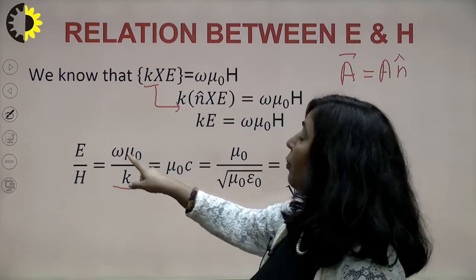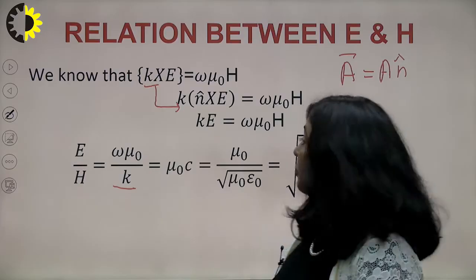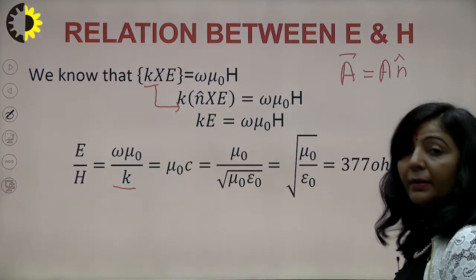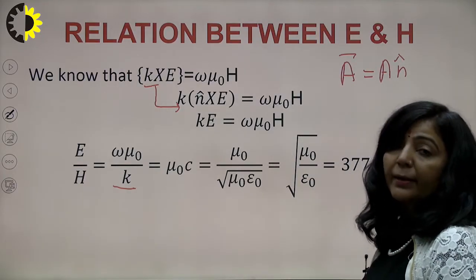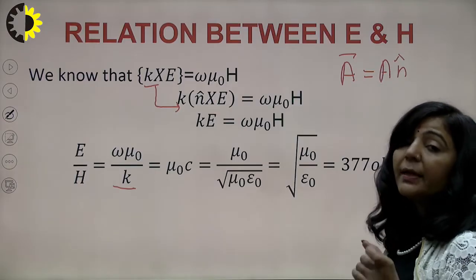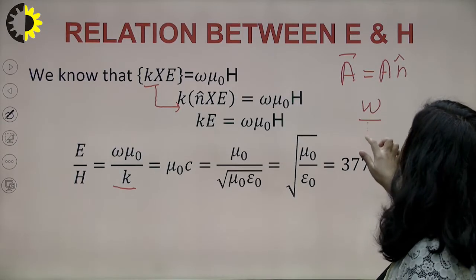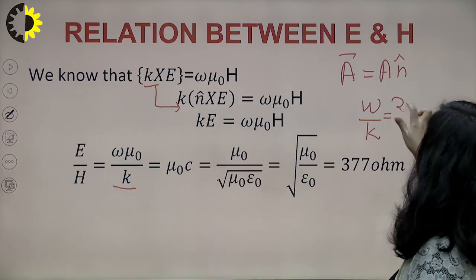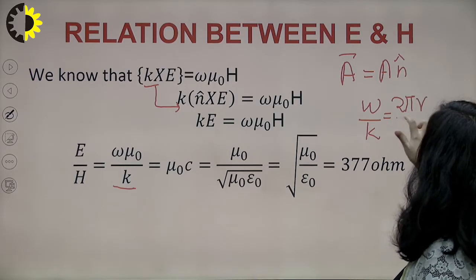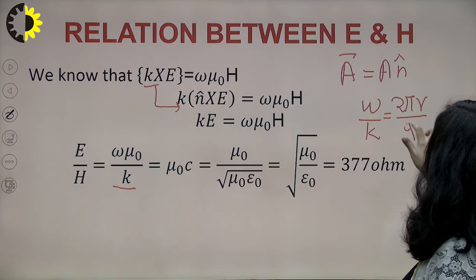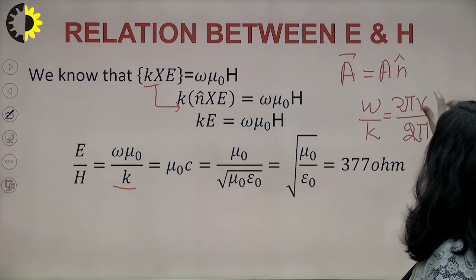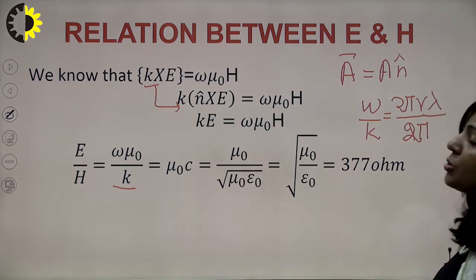Now this omega upon K can be written as the velocity of the electromagnetic pulse. How am I saying that omega upon K is the velocity of the electromagnetic pulse? You can understand from here. Omega is angular frequency, which can be written as 2 pi nu, and K is the propagation vector, which can be written as 2 pi by lambda.